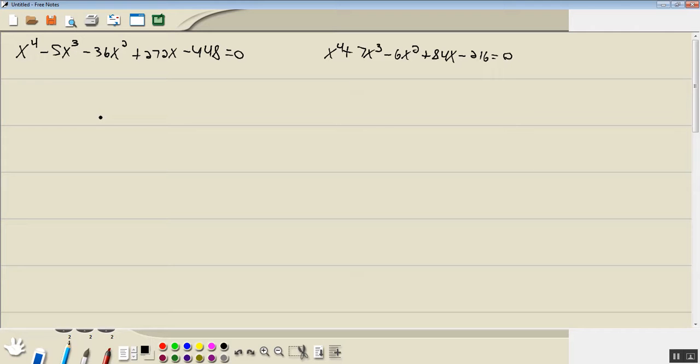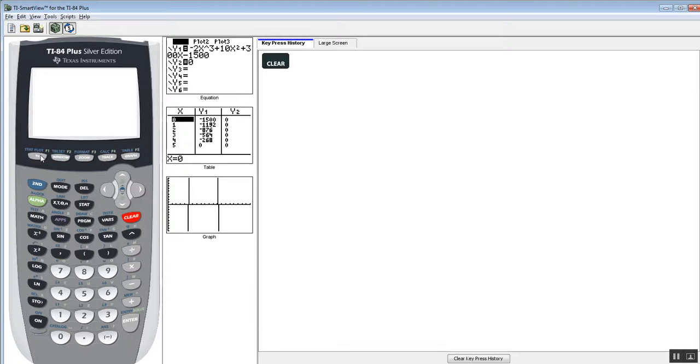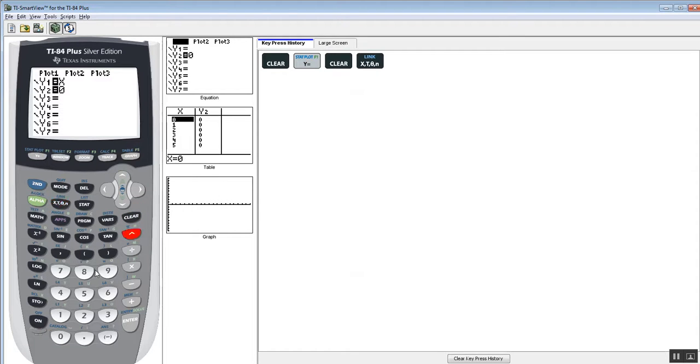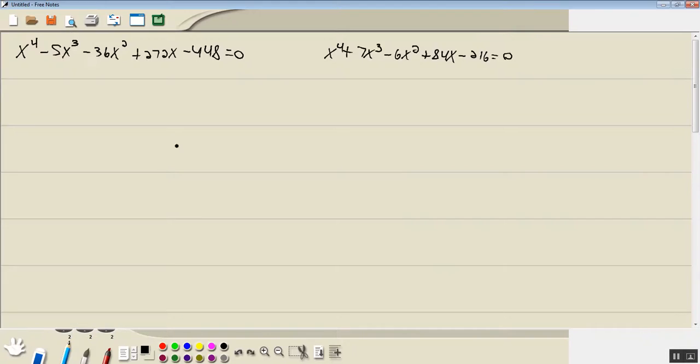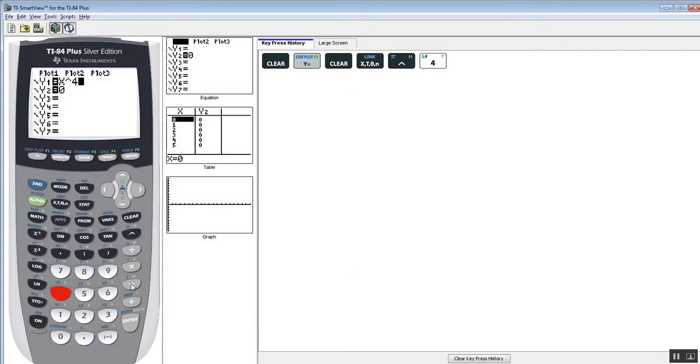Okay, let's take a look at this first one. I was glad you said by calculator. I don't even know how many possible answers this one would have by hand. 448. So I'll go ahead and put it in.